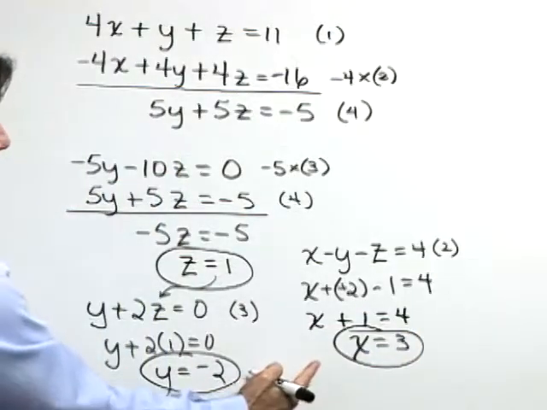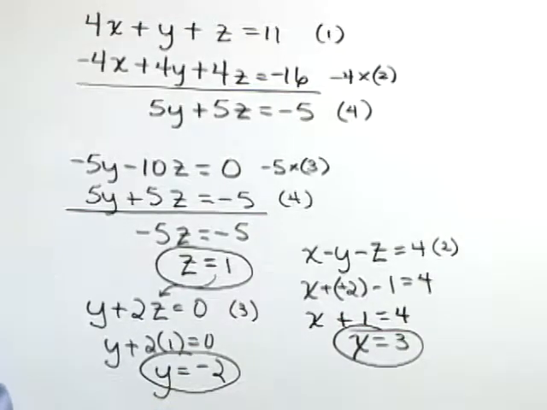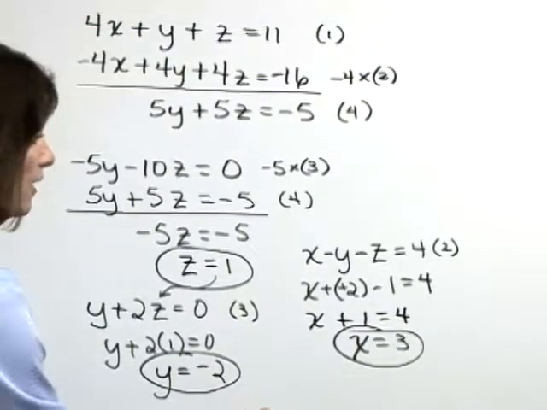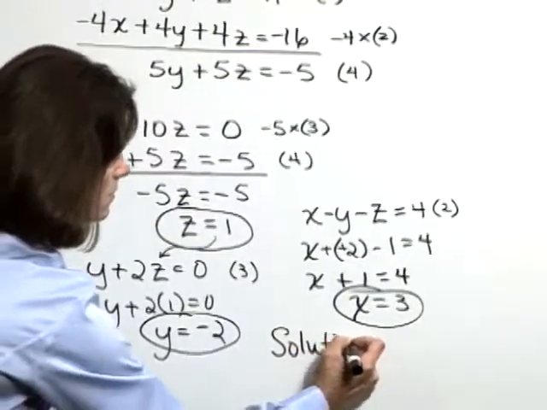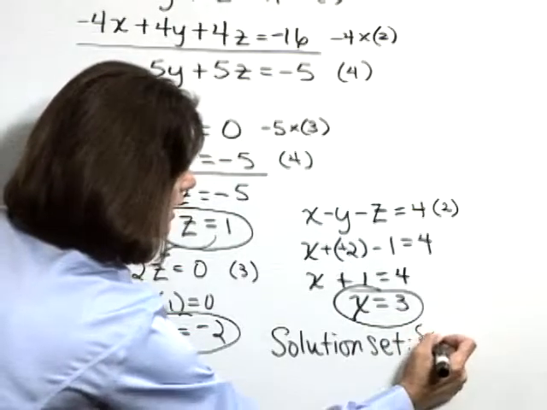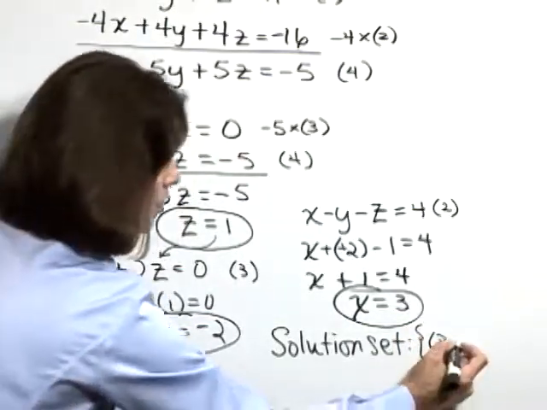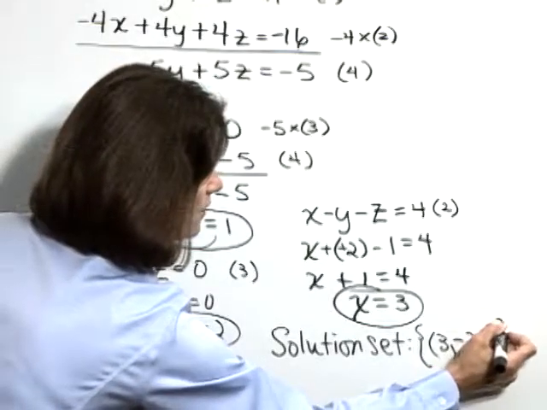It's always wise to go back and check these solutions in all 3 of your original equations, and a check does indeed verify that our solution set is x equal 3, y is equal to negative 2, and z is equal to 1.